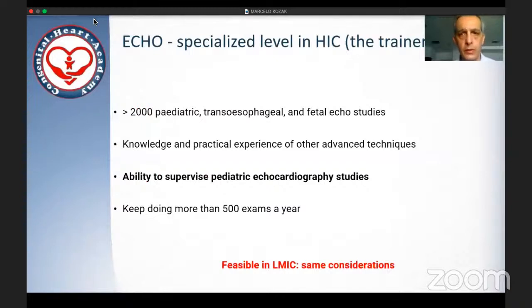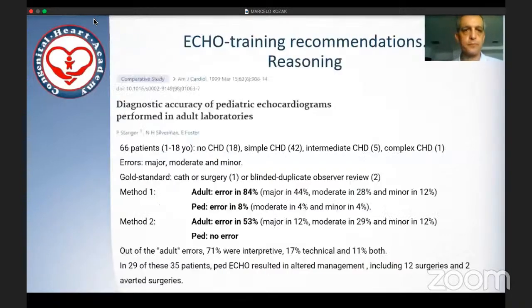The specialized level is the trainer, the one that spreads knowledge. We have plenty of people like that in Brazil, and they have the ability to supervise pediatric echocardiography studies, and they keep doing more than 500 exams a year. This is also feasible in LMIC, but also consider the same limitations.